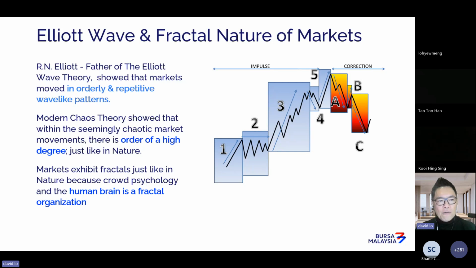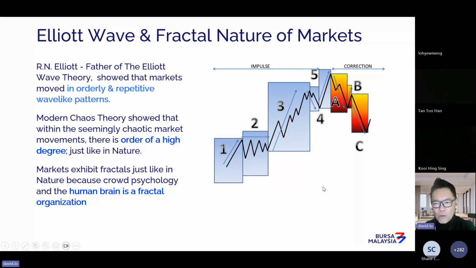So that's the Elliott waves we've spoken about, and Ralph Nelson Elliott. We basically recognize that pattern that's repetitive and wave-like, and the reason why that is so is because the human brain is a fractal organization. All right, so this is for the theory. Now we're going to jump straight to the action.